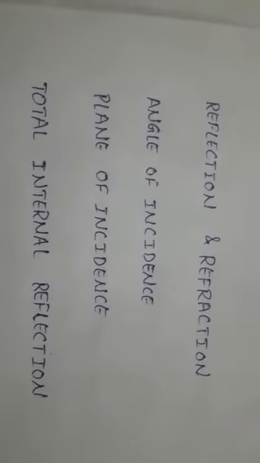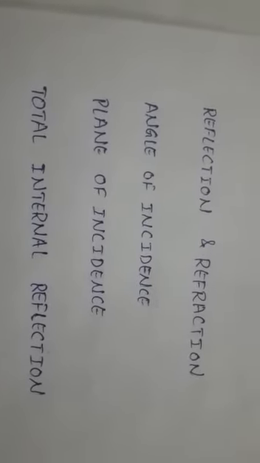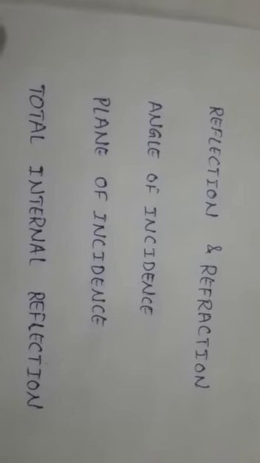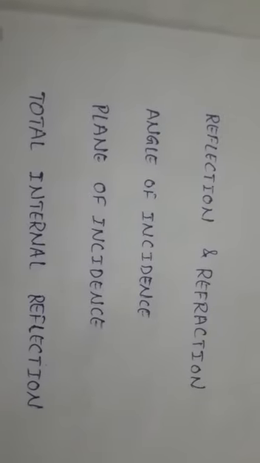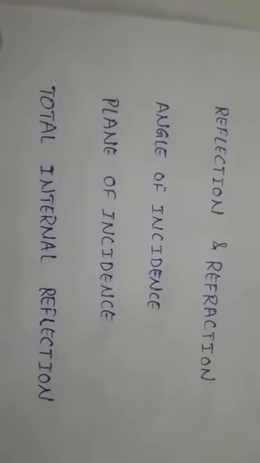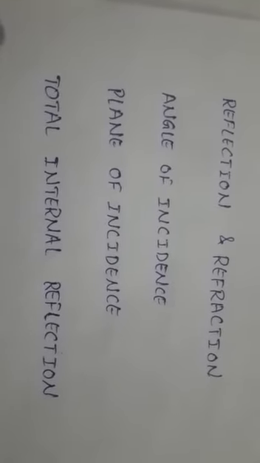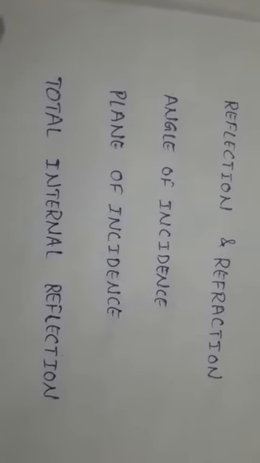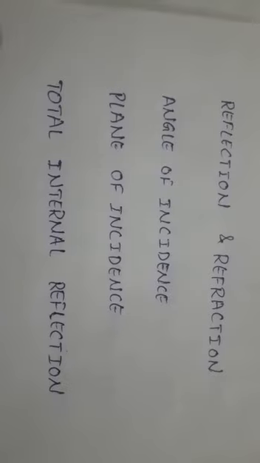Next one is total internal reflection. Whenever we apply light at an angle greater than the critical angle, the light will be reflected back into the same material. Means there is no loss of light, no light enters another material, so it comes back into the same material. That process is called total internal reflection.